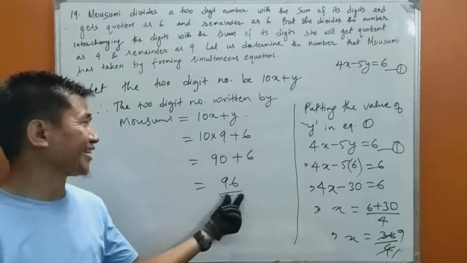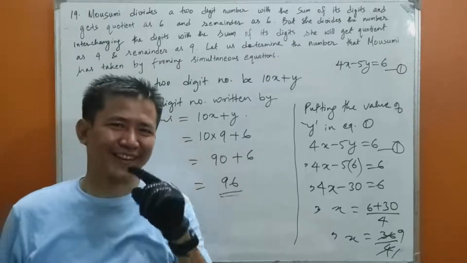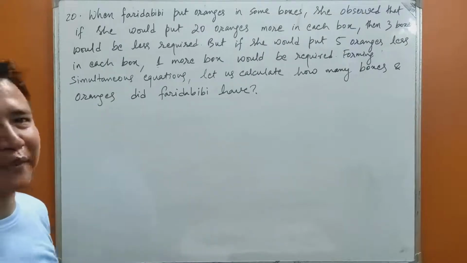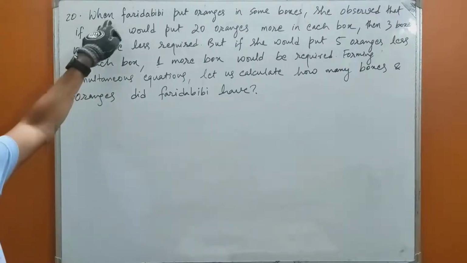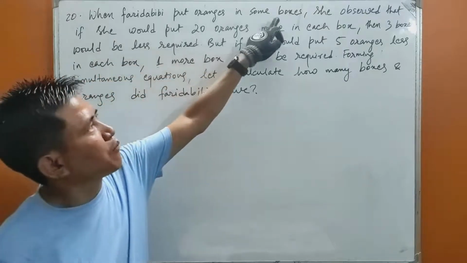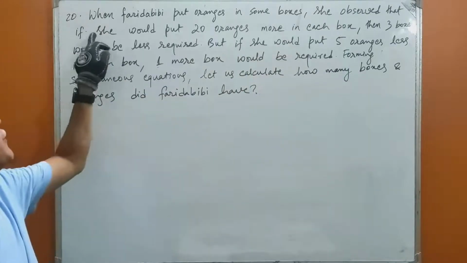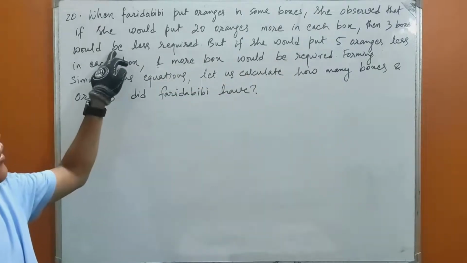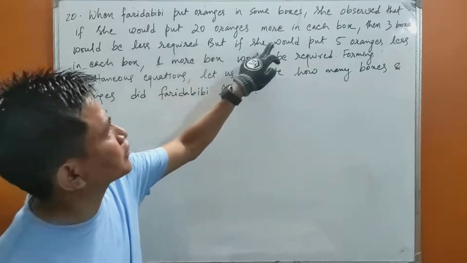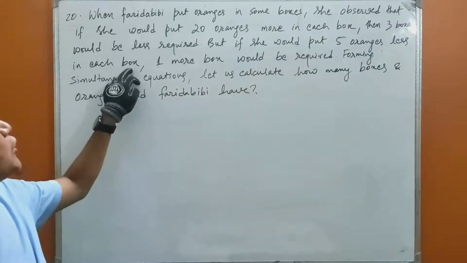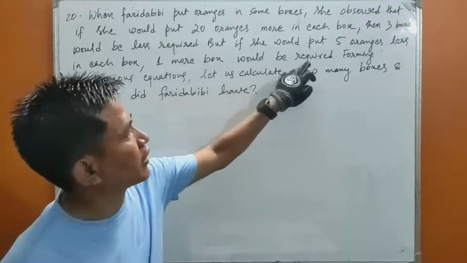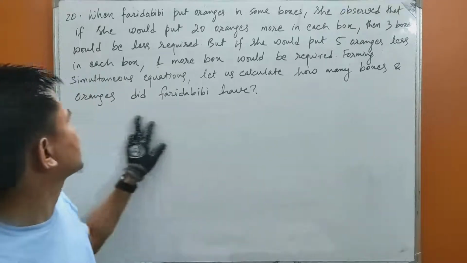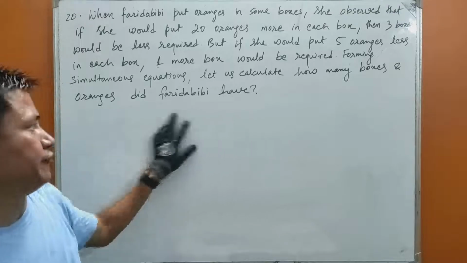I hope you got this. This is the answer for question number 19. Okay. Now let's move on to the next question. Now let's solve question number 20 from exercise 5.7. When Farida Bibi put oranges in some boxes, she observed that if she would put 20 oranges more in each box, then 3 boxes would be less required. But if she would put 5 oranges less in each box, 1 more box would be required. Forming simultaneous equations, let us calculate how many boxes and oranges did Farida Bibi have.